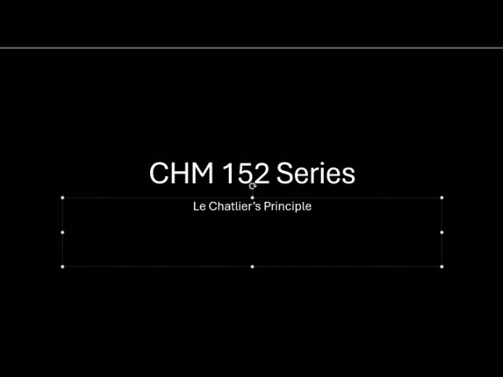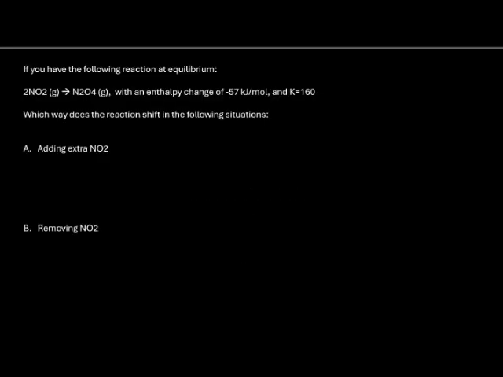In this video, we'll be discussing Le Chatelier's principle. In this problem, we have the reaction 2NO2 gas yields N2O4 gas. We are also given an enthalpy change of negative 57 kilojoules per mole. The question asks, which way does this reaction shift in the following situations?